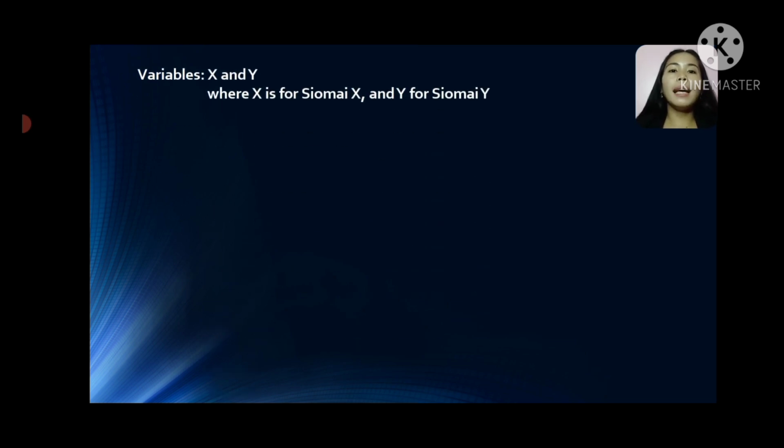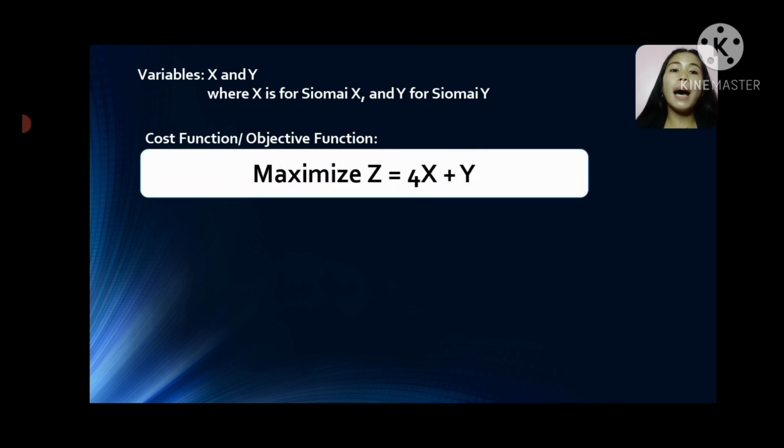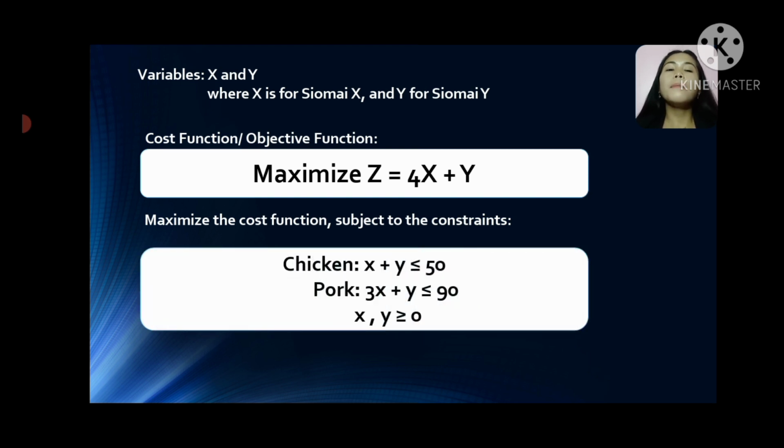First, we must identify the variables, which are the x and y, where x is for siomai X and y for siomai Y. And identify the cost function or the objective function, which is to maximize Z equals 4x plus y. Then maximize the cost function subject to the constraints. Identify the constraints, and these are the constraints. Chicken: x plus y is less than or equal to 50.